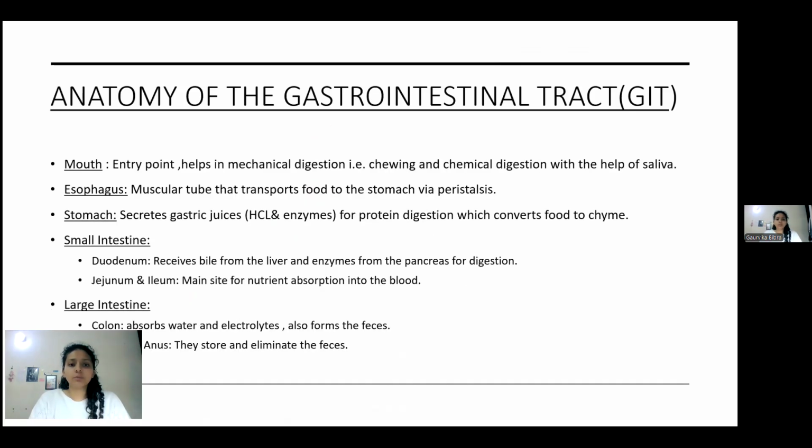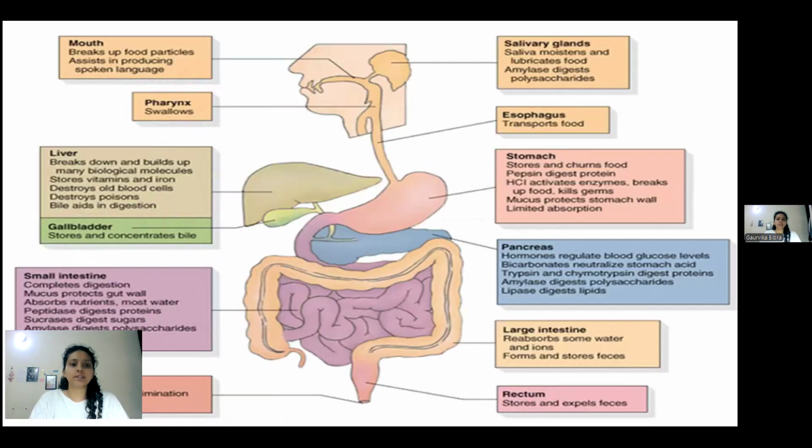Anatomy. Mouth is the entry point, helps in mechanical digestion, that is chewing, and chemical digestion with help of saliva. Esophagus, muscular tube that transports food to the stomach via peristalsis. Stomach secretes gastric juices, HCl and enzymes for protein digestion, which converts food to chyme. The small intestine, duodenum, jejunum and ileum, receive bile from the liver and enzymes and is the main site for nutrient absorption into the blood. Large intestine, colon, rectum and anus, they absorb water and electrolytes, form and eliminate the feces. Now, these are the parts of the GIT tract and their individual functions.